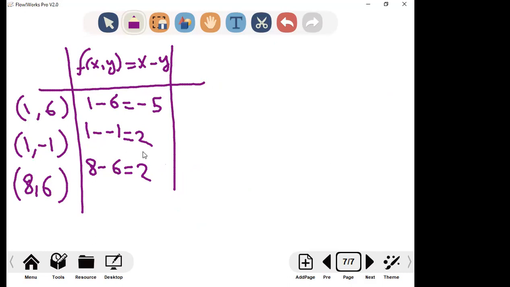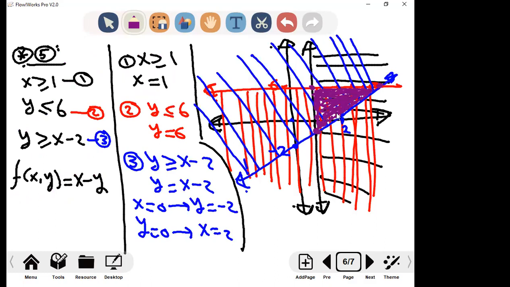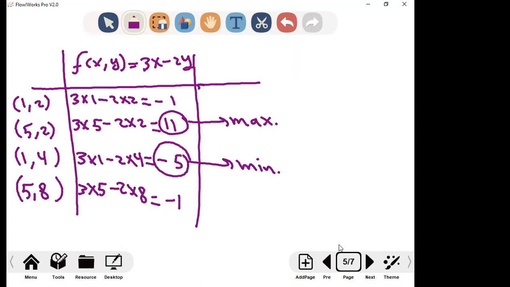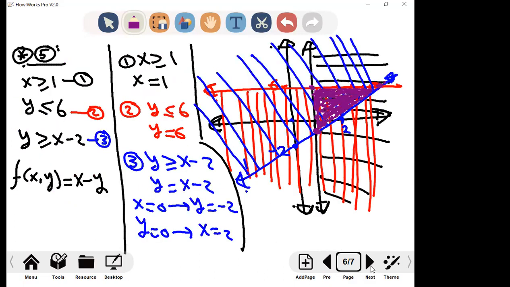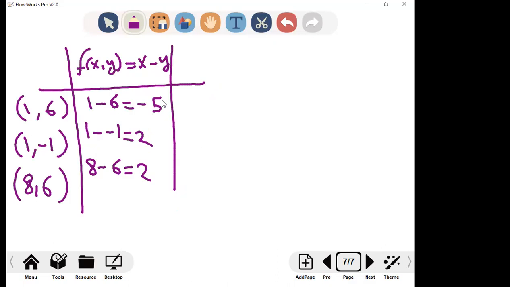What we got is 2, 2, for 1 and negative 1, and 8 and 6. Yeah, the next one here. This one and this one, right? And this one becomes what? The minimum, depending on our calculations. So we'll go to the table and see. So what will we say about this negative 5? Minimum. And here both of them are maximum.